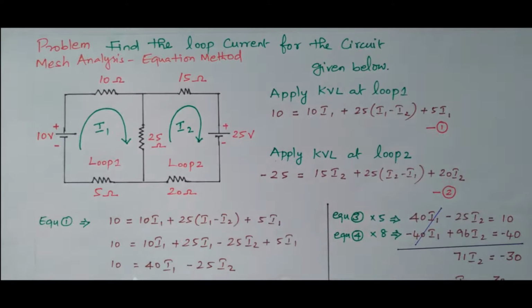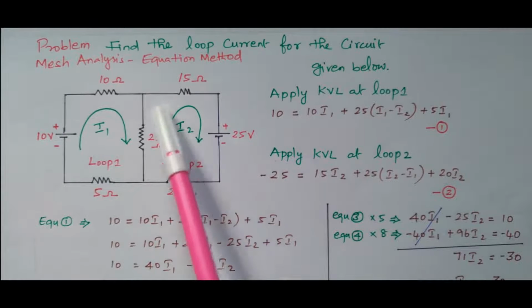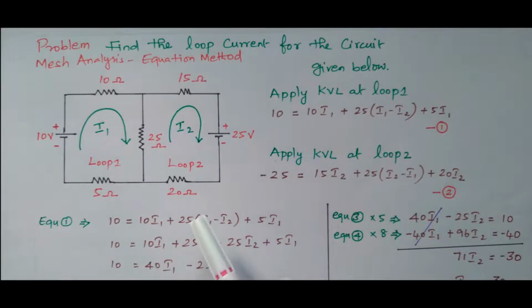So the 25 ohm is connected between loop 1 and 2. Both I1 and I2 currents are flowing, but the current directions are opposite. This current is flowing downwards and this current is flowing upwards. So the difference between these two currents is flowing through the 25 ohm. So we are taking 25 into I1 minus I2. Suppose the currents were in the same direction, we would take I1 plus I2. But here they are opposite, so we take I1 minus I2.